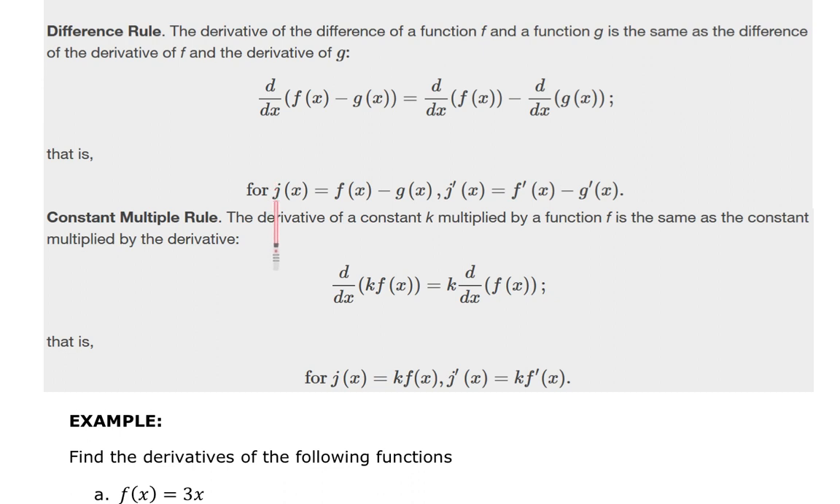And again, if we let j of x equal the difference of these two functions, f of x and g of x, then j prime of x is equal to the derivative of the first function minus the derivative of the second function.